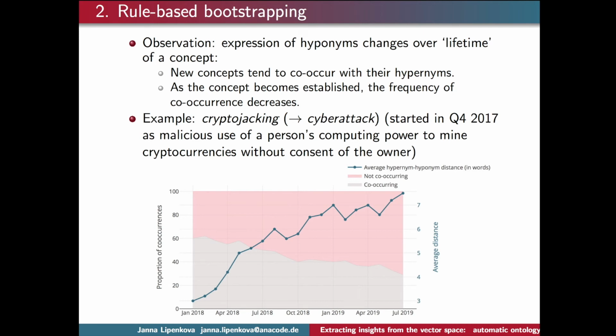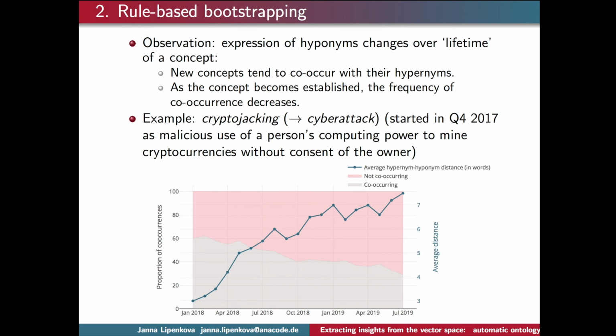So let's look at an example. The example of cryptojacking, which is a cyber attack. So you already see, very naturally, I know that maybe not everyone knows what cryptojacking is. So I will say that cryptojacking is a kind of a cyber attack, which started in Q4 2017 as the malicious use of a person's computing power to mine cryptocurrencies without consent of the owner. In the chart below, you can see how the usage of cryptojacking evolved over something like 1.5 years, basically.